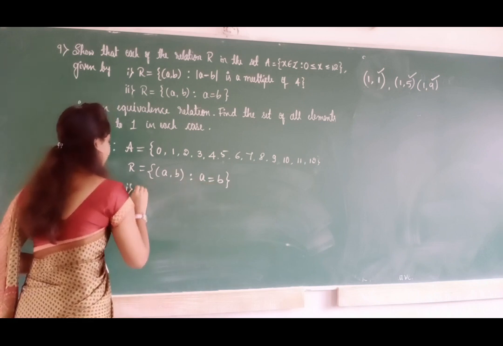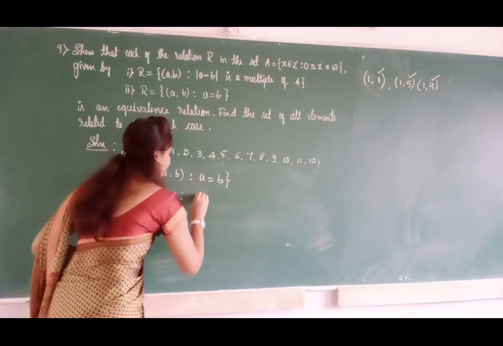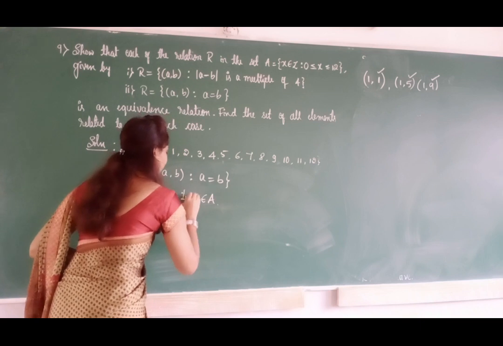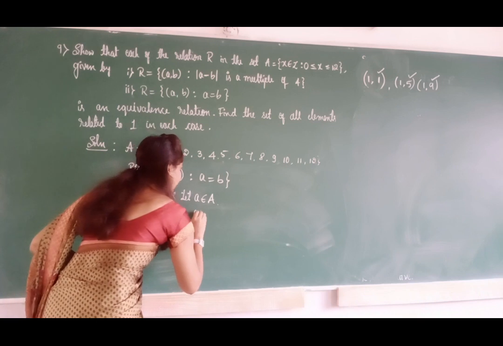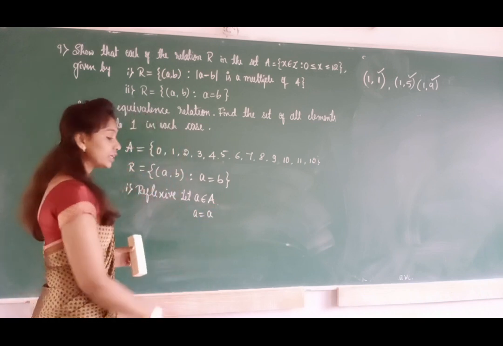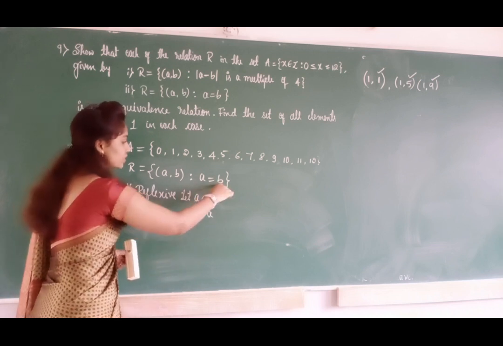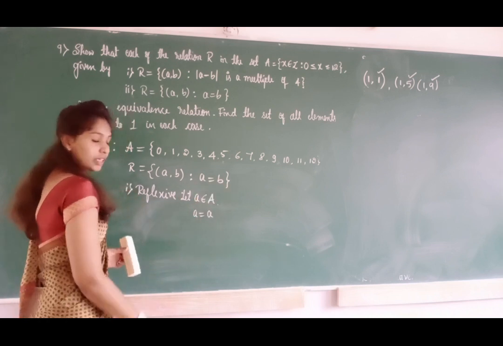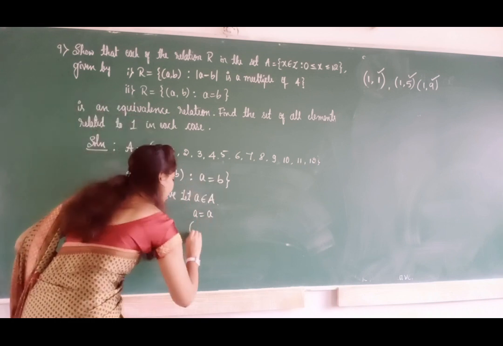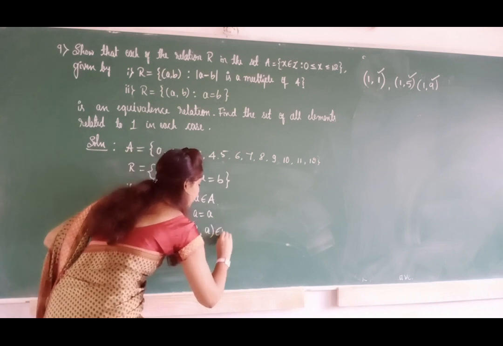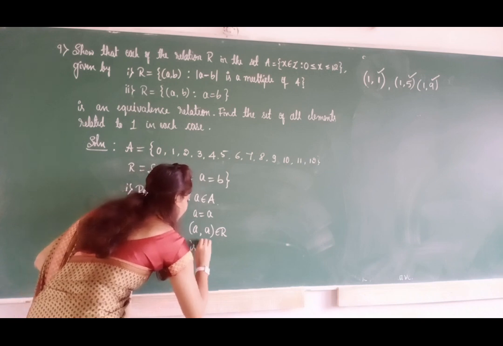First, reflexivity. For reflexive, let element A belong to the set A. Obviously A is equal to A. A is always equal to A. A and A are the same, so this satisfies the condition. A is equal to B and ordered pair AB. A is equal to A means ordered pair AA belongs to R. Ordered pair AA belongs to R means R is reflexive.